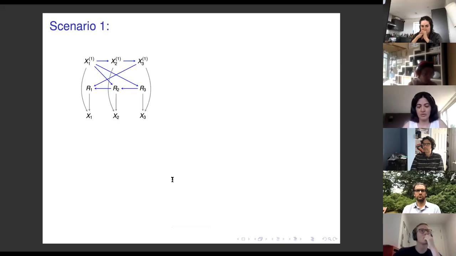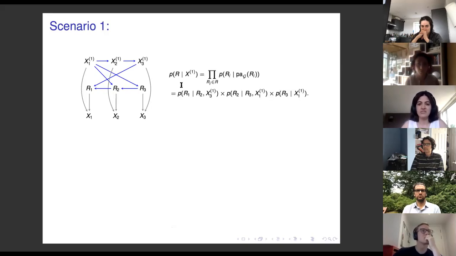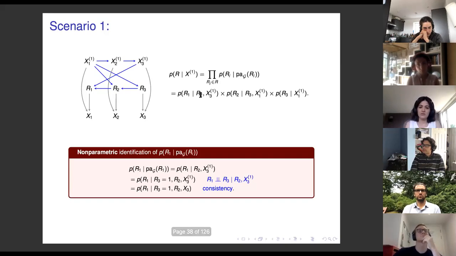Here's an example, and we ask whether the full law is identified or not. We look at the missingness mechanism and factorize it into the propensity of R1 given its parents, R2 given its parents, and R3. If each factor is identified, then the product is going to be identified. It's easy to see why the propensity of R1 is identified, by d-separation. The parents of R1 are R2 and X31, and given R2, R1 is independent of R3. So I can just plug in R3 equals 1 past the conditioning bar, and by consistency, I can replace the counterfactual with the proxy.